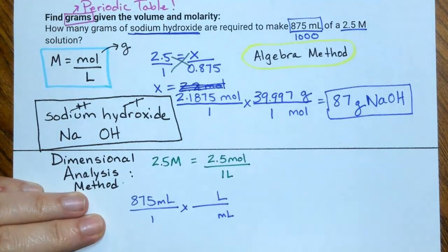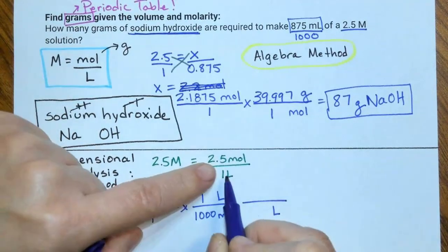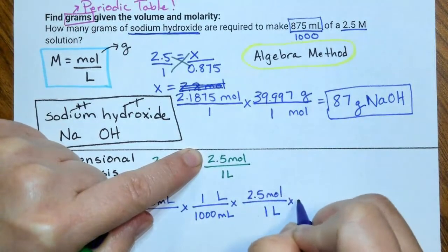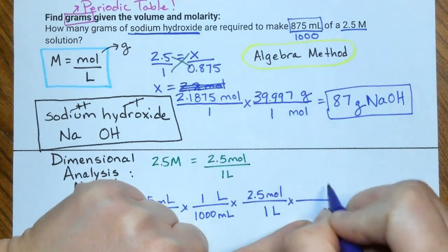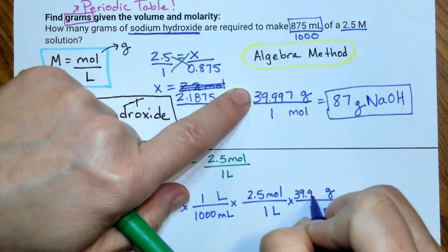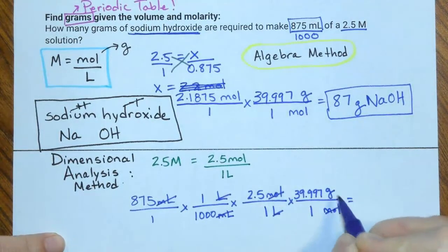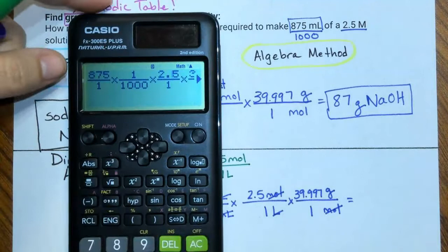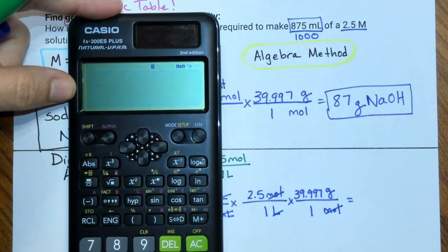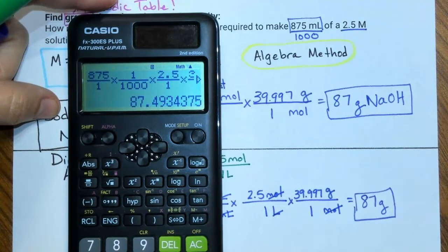Bring down milliliters, and I can go to liters because 1 liter equals 1,000 milliliters. Then I can bring down liter, and now I can use this. 1 liter equals 2.5 moles times, draw a line. Now I'm going to bring down the moles, and then we can go to the grams. 1 mole is equal to the mass from the periodic table, 39.997, and then milliliters cancel, liters cancel, moles cancel. I'm left with grams. If you plug in your fractions in the calculator, here's the mass over here, and hit equals, we get the same answer as before, of course, 87 grams of sodium hydroxide.